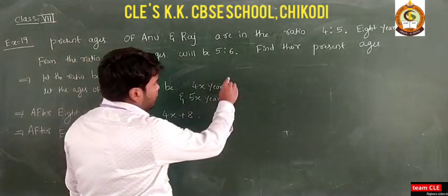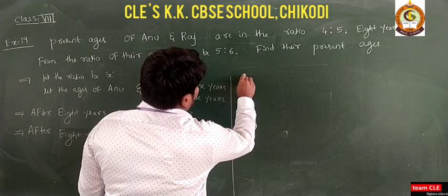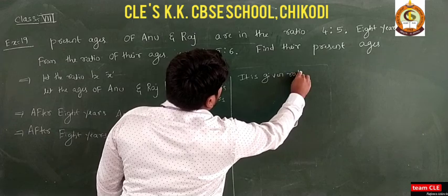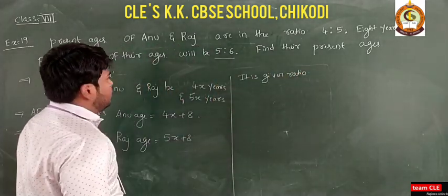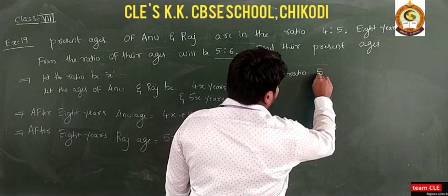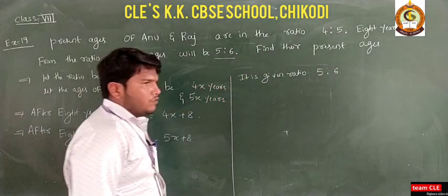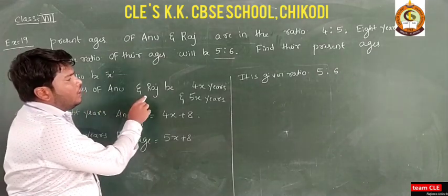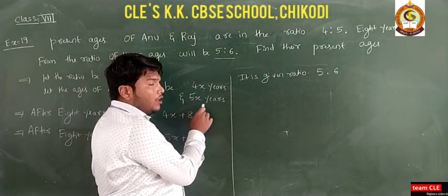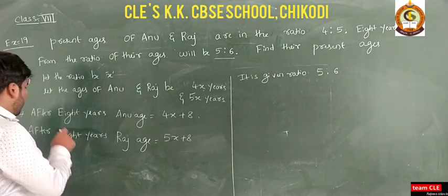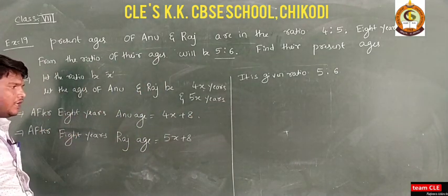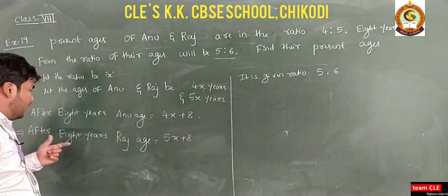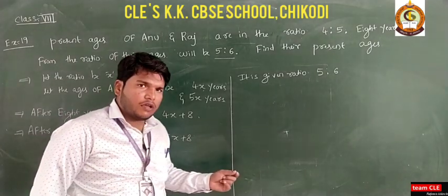So what is given? Given is the ratio. What is the given ratio? After 8 years the given ratio is 5:6. So first thing in the given is, let the ratio be x. Ages of Anu and Raj will be 4x years and 5x years. Okay, so after 8 years Anu's age will be 4x plus 8, and after 8 years Raj's age will be 5x plus 8.